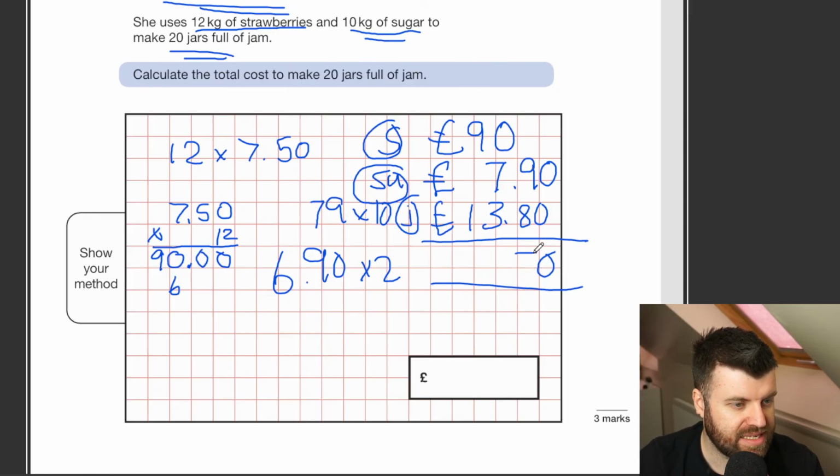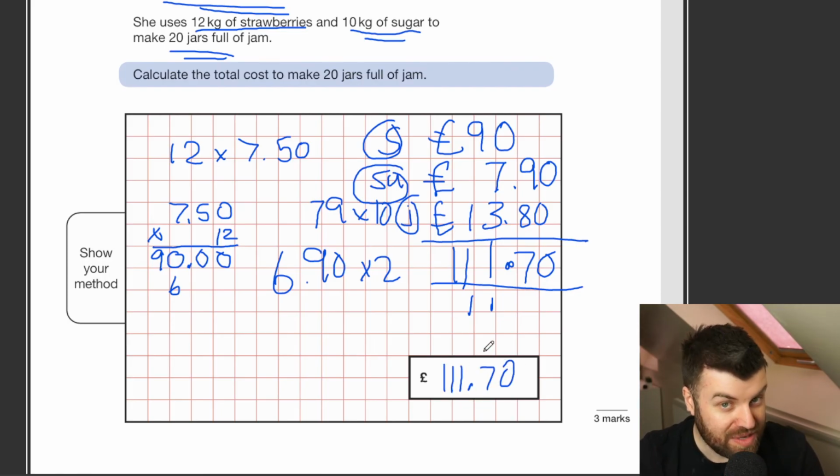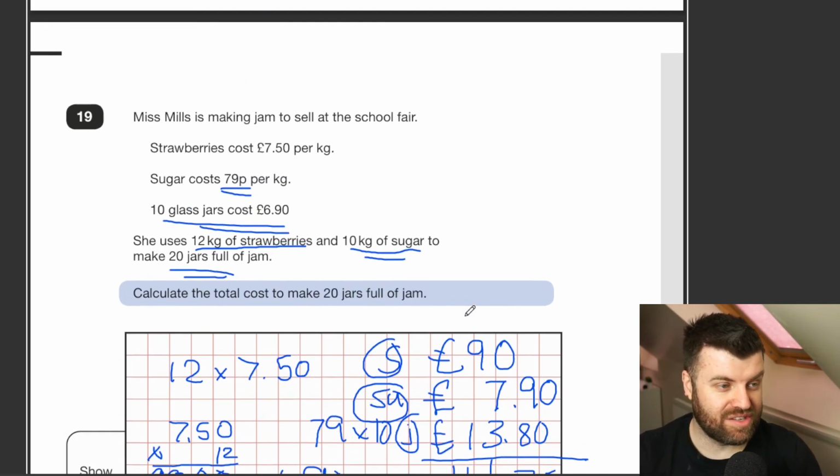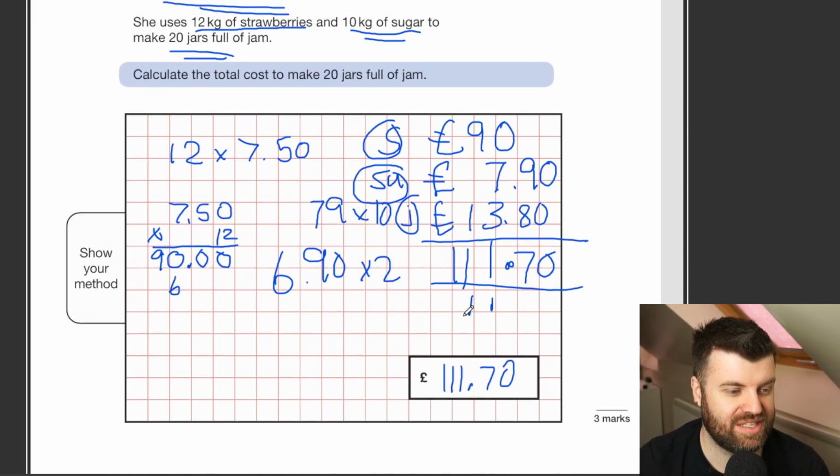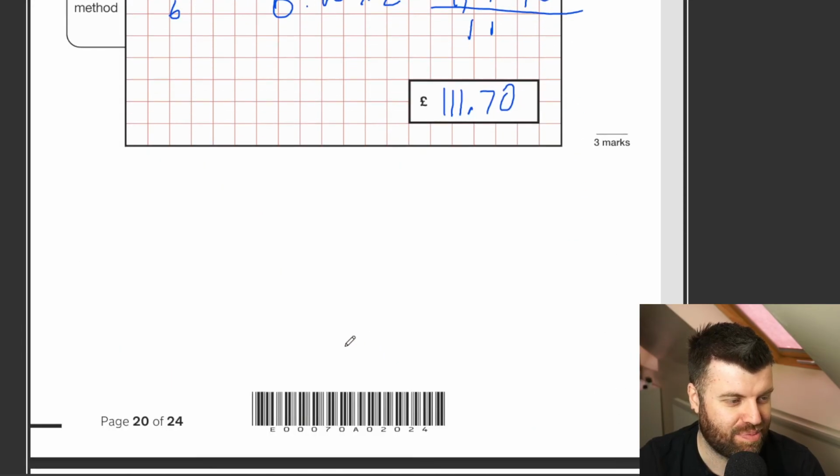0, 9 plus 8 is 17. Put the decimal place in. 7 plus 3 is 10, plus 1 is 11. 9 plus 1 is 10, plus 1 is 11. And the total cost is £117.70. So when she knows how much it costs to make, she knows how much she can sell it for, because she needs to sell 20 and make more than this to get a profit.